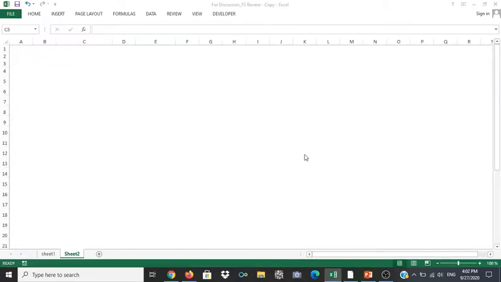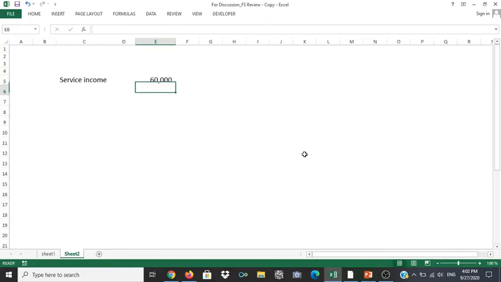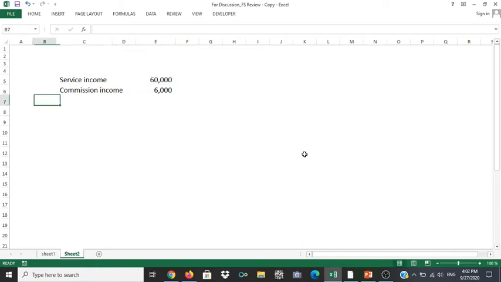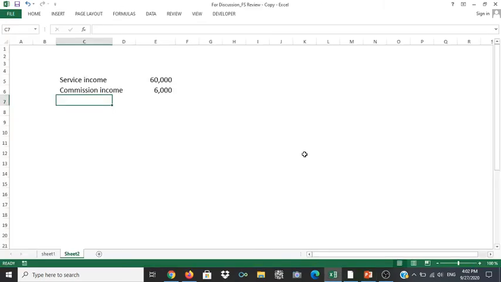So, sulat natin. We have service income. Okay. Magkano daw? Para makita ng iba. 60,000. Then we have commission income, that is income, of course, 6,000. Then, meron pa bang income? Wala. So, next is expenses. We have direct charges. Ano pa?